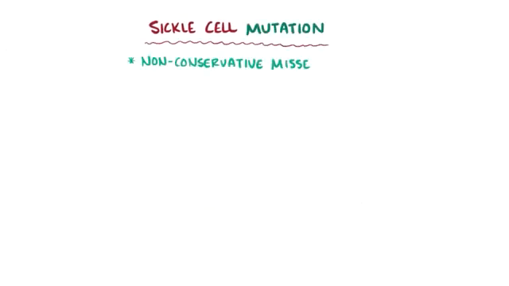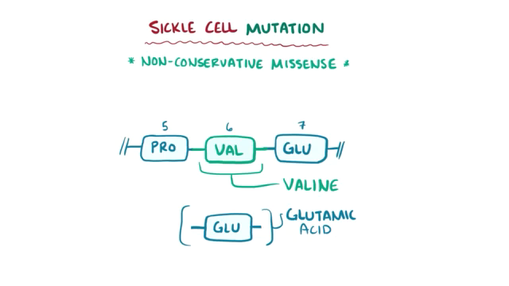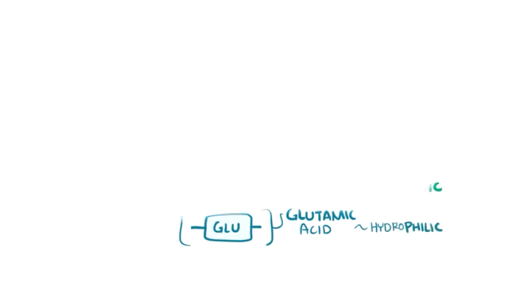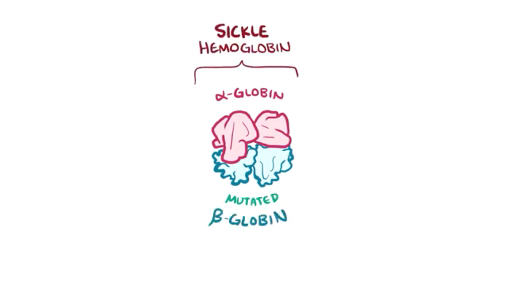Almost always, the sickle cell mutation is a non-conservative missense mutation that happens in the 6th amino acid of beta globin, being a valine instead of glutamic acid. A non-conservative substitution means that the new amino acid, valine, which is hydrophobic, has different properties than the one it replaced, glutamic acid, which was hydrophilic. A hemoglobin tetramer with 2 alpha globin and 2 mutated beta globin proteins is called sickle hemoglobin, or HbS.